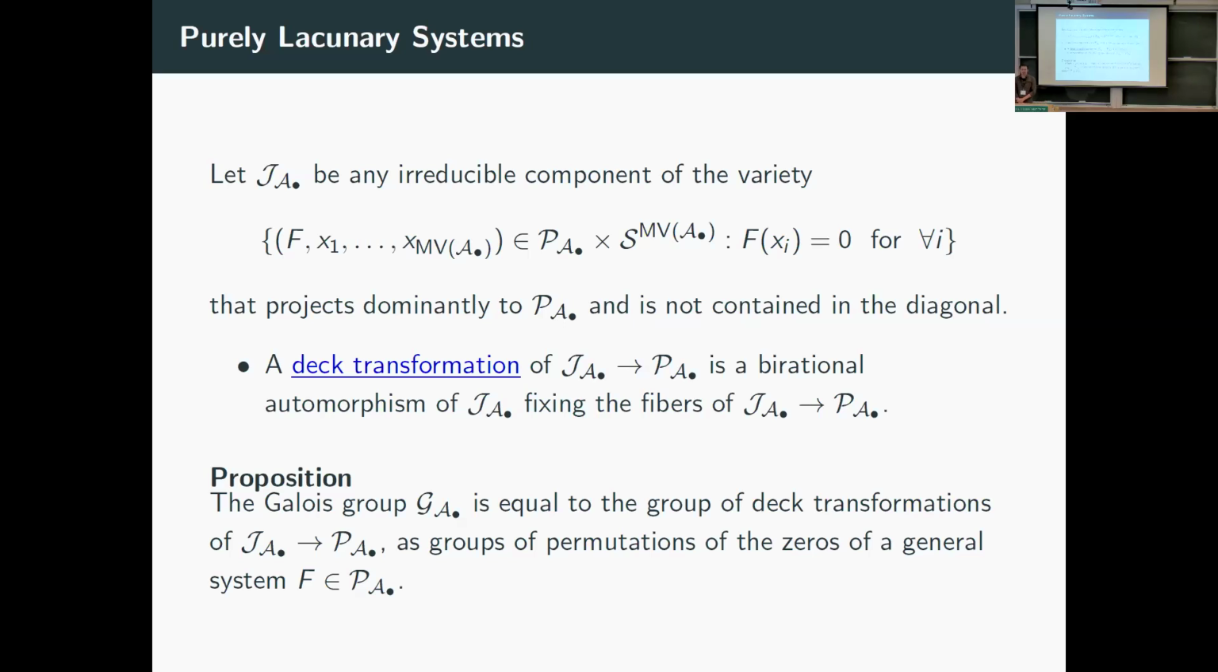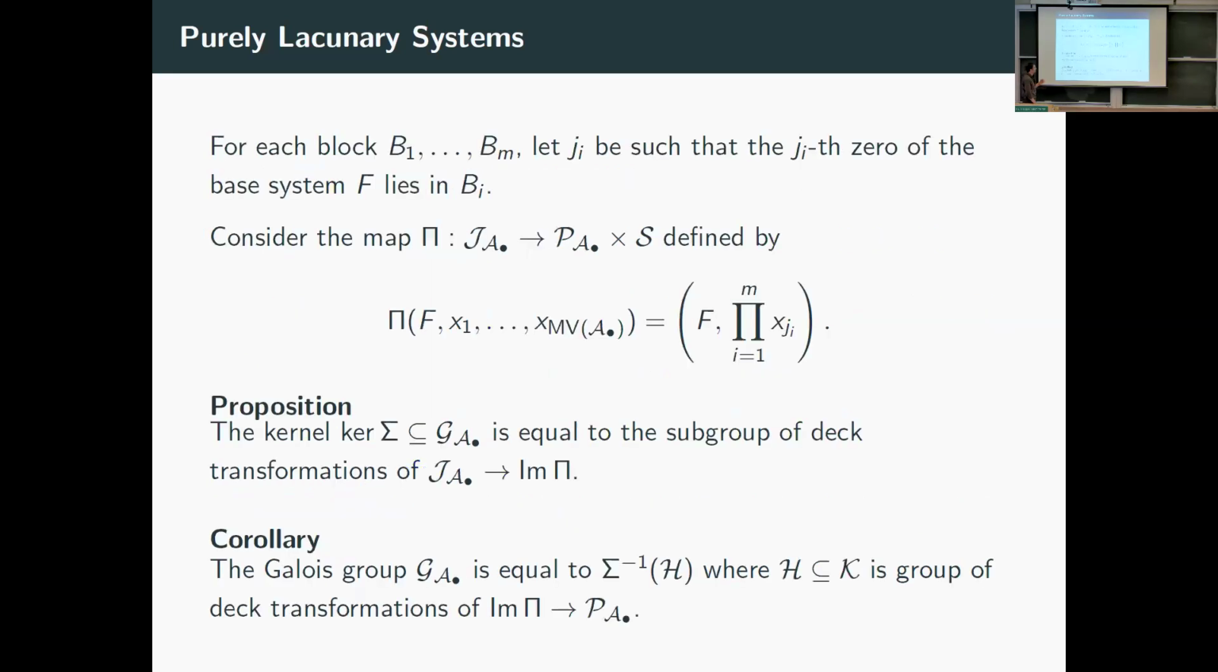So the reason we need this variety JA dot is just so we can define this new map, this geometric realization of sigma. And this map is also a bit odd at first. So we're going to define this map from JA dot to the space of parameters cross S, or solution space. And the map will just keep this F the same. And we're going to take a certain product of the zeros of our system F. This certain product is we're just going to take one zero from each of our blocks and multiply those together. That's a very odd thing to do. Instead of looking at the product of all the zeros, we just want a product of just one zero from each block.